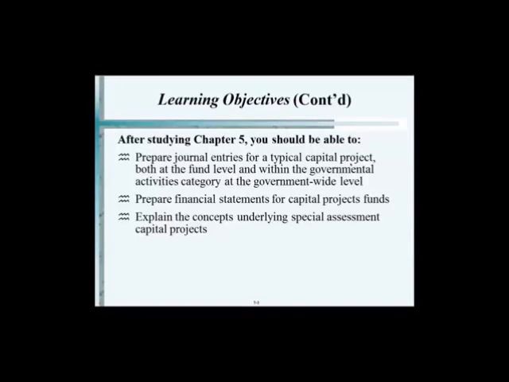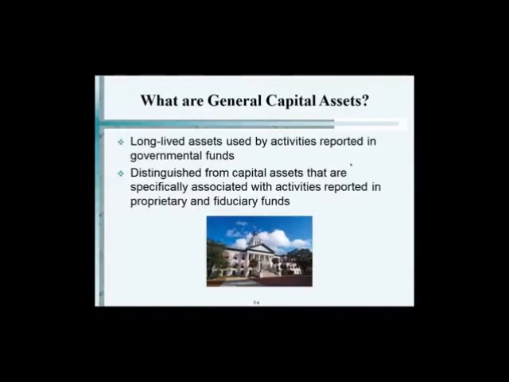So first, what are general capital assets? We all know what capital assets are. They are long-lived. They are physical assets. They can be intangible assets too. But in this case, notice the use of the word general capital assets. Whenever you see the word general, it should trigger something in your mind, which is that they are assets that are used in governmental activities. If there are assets which are used in business activities of a government, they're not called general capital assets.